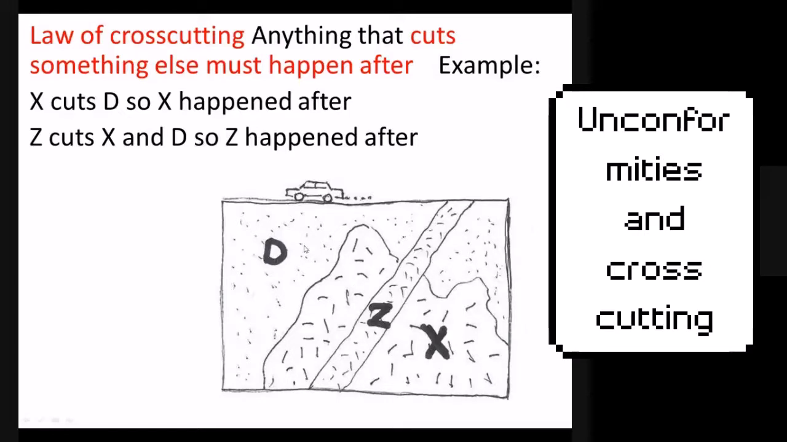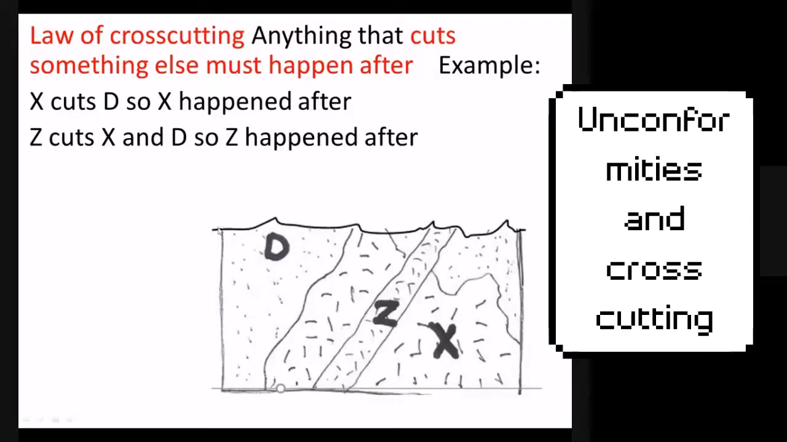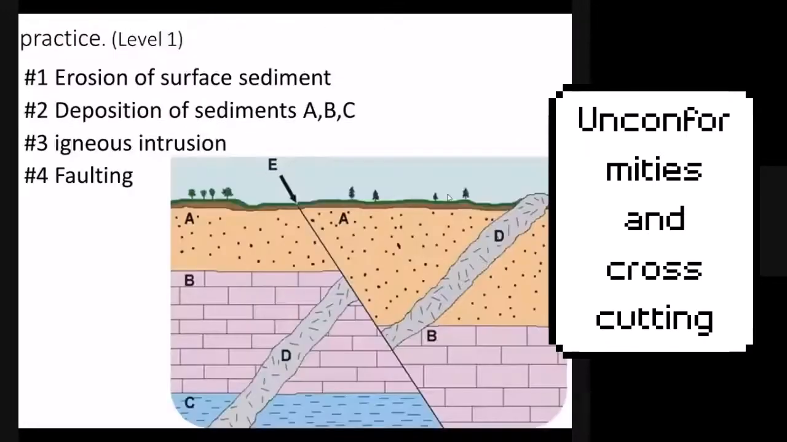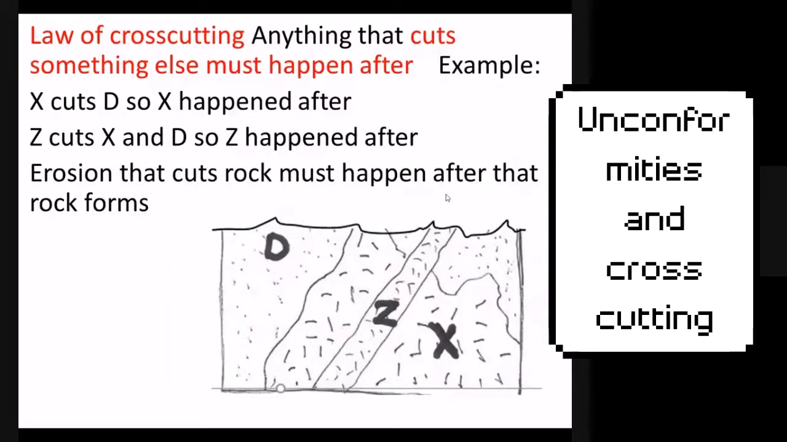Now let's say we take this scenario and we cut all of these with some erosion. Notice these wavy lines up here. So erosion cuts X, Z, and D. That must mean that the erosion happened after all of those things. So the erosion must be the youngest thing in this scenario. All right, that's it for the law of cross-cutting, relative dating, principle of superposition, and law of horizontality.